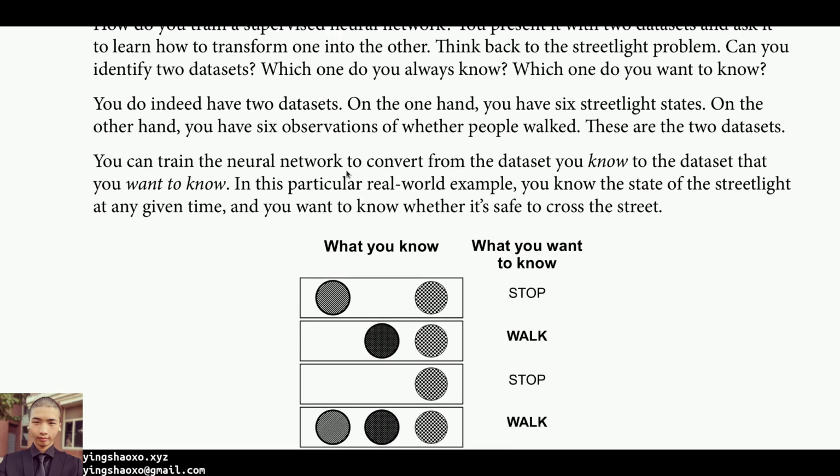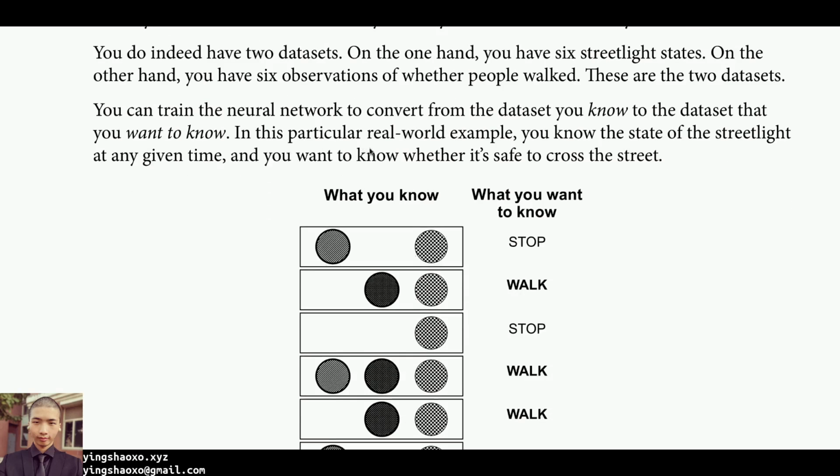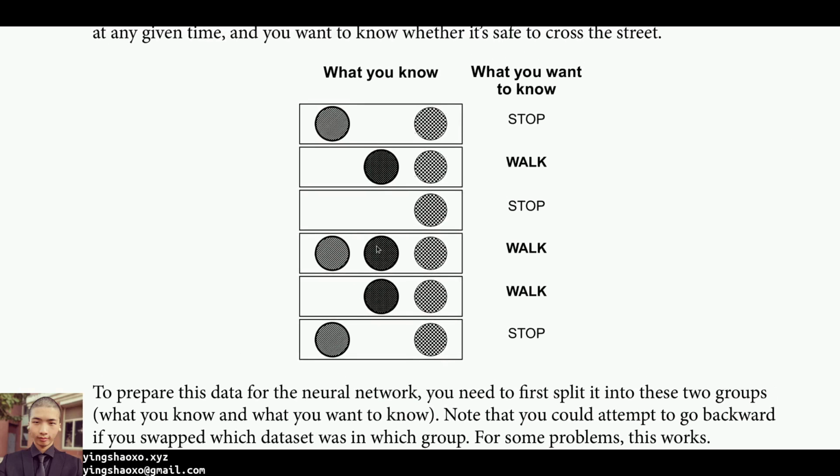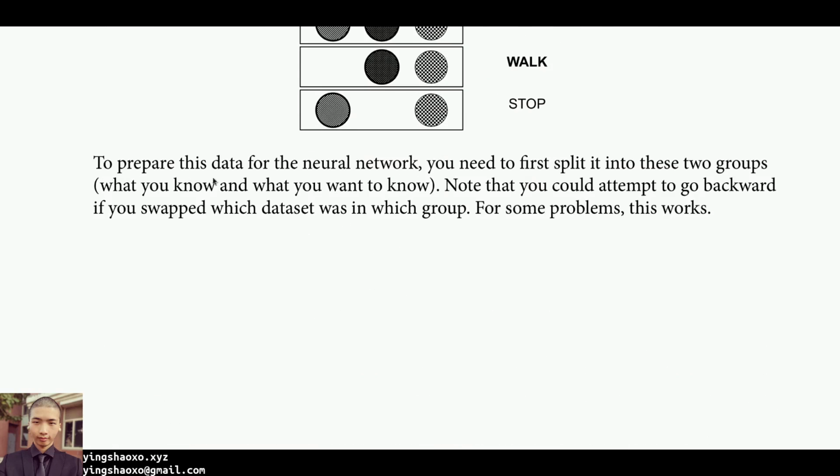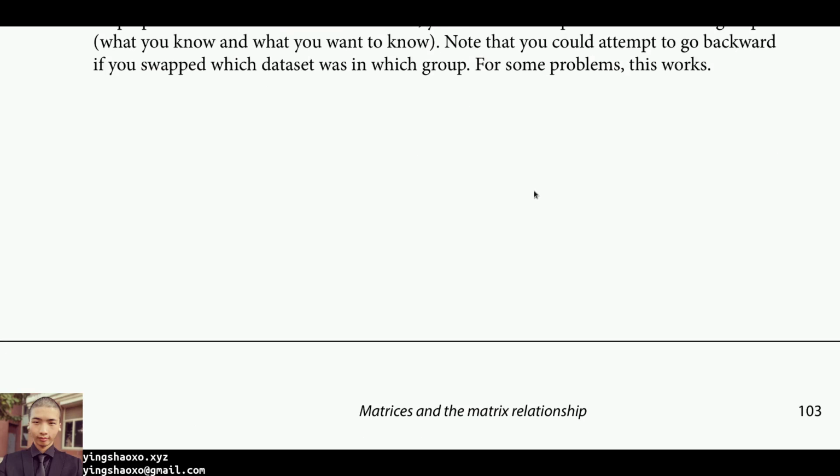You can train the neural network to convert from the dataset you know to the dataset that you want to know. In this practical real-world example, you know the state of the street light at any given time, and you want to know whether it's safe to cross the street. Here's what you know on the left side, and here's what you want to know on the right side. To prepare this data for the neural network, you need to first split it into these 2 groups, what you know and what you want to know. Note that you could attempt to go backward, swapping which dataset was in which group. For some problems, this works.